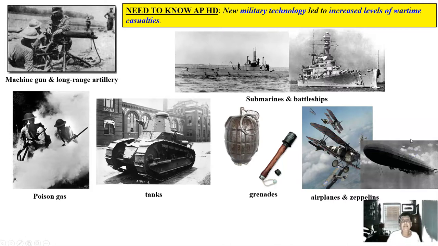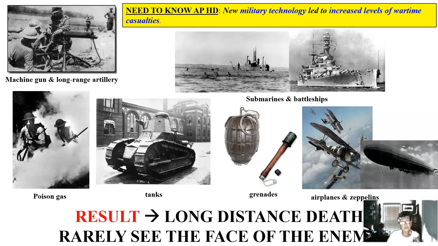So, new military technology led to increased levels of wartime casualties: machine gun, long-range artillery, submarines, battleships, poison gas, which we'll be looking at, tanks, grenades, the old pineapple used by the U.S., and what's known as a potato masher used by the Germans because it looked like a potato masher, airplanes, and zeppelins. Now, what does this do to change warfare? Horrific. Because now for the first time you have long distance death. You rarely see the face of your enemy.